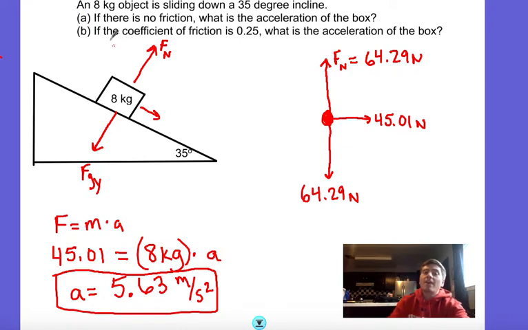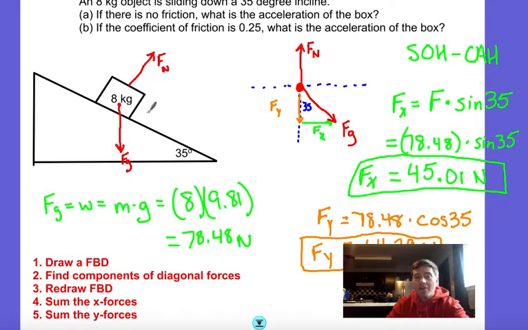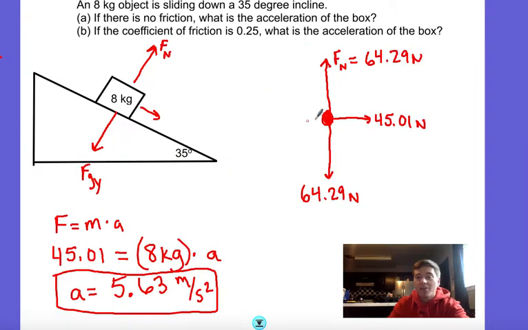Okay, but the second part asks us if there is a coefficient of kinetic friction, this is kinetic friction since we're moving, of 0.25, what's the acceleration of the box? How's that going to change my free body diagram? Well, looking back here at our original, we have the normal force pushing up, the force of gravity pushing down. What does friction do? Friction is a resistance force. It's going to hold back this box. This would be the friction force here, holding us back that way. So that is just going to add on a force of friction over here.